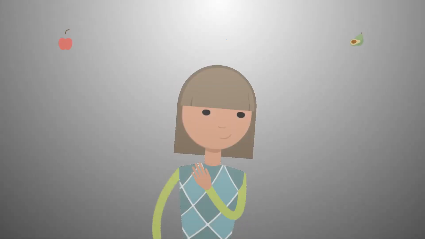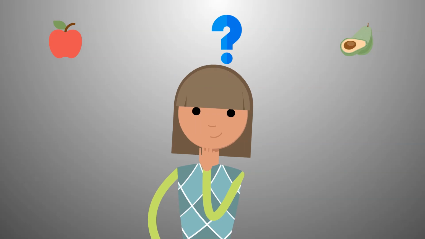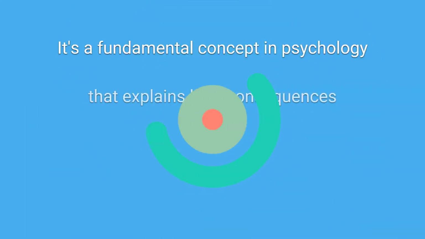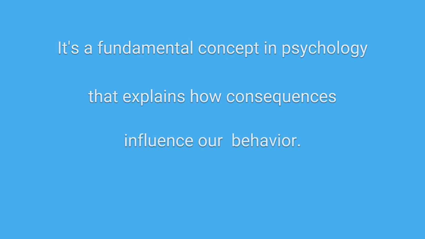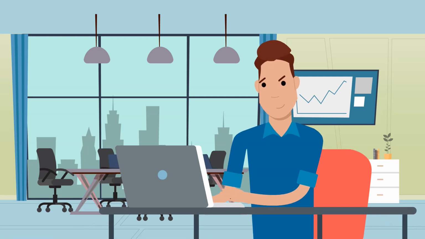Every day, without even realizing it, we're influenced by a powerful force that shapes our actions and decisions. This force is known as operant conditioning. It's a fundamental concept in psychology that explains how consequences influence our behavior. At the forefront of this theory was B.F. Skinner, a renowned psychologist whose groundbreaking work revolutionized our understanding of behavior.